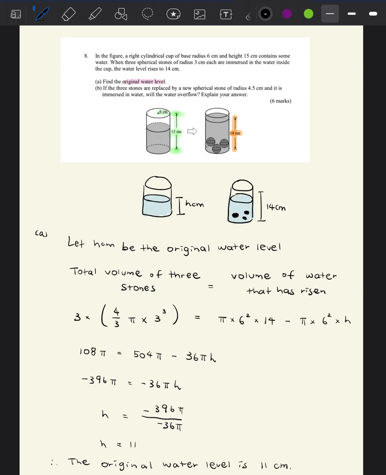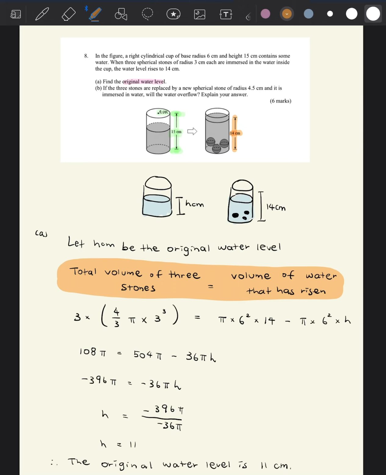So always when you have this kind of question, when they talk about the water level and something immersed into the water, originally there's a cup of water and then you add something to it. The volume of whatever you add should equal the volume of the water that has risen. So make sure you understand this concept. This is very important, this part here. Whatever you add should equal the volume of the water that has risen. So make sure you understand this concept, then you know how to find it.